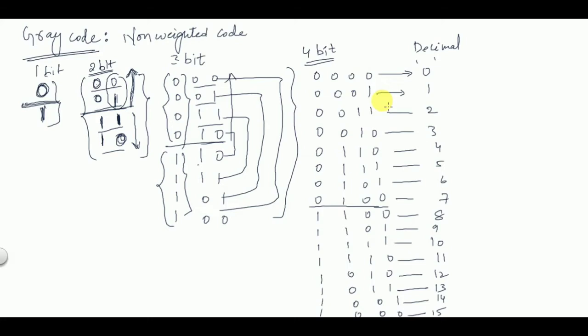In my next slide I'll explain how to find this using the conversion concept also. From binary to gray code and gray to binary conversion, you can also find this directly.